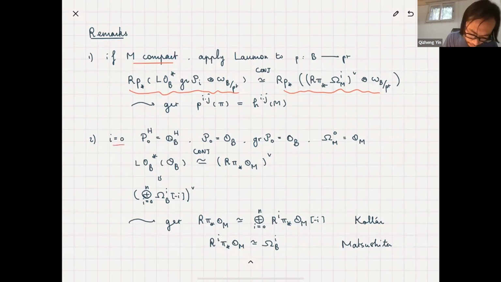So when i equals 0, my P0 Hodge module would just be the trivial Hodge module. So the underlying V module will just be O, and the graded piece will be O again, but this time viewed as the structure sheaf of the 0 section. And my omega 0 is just O again.